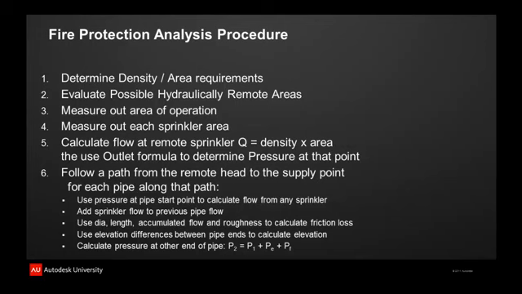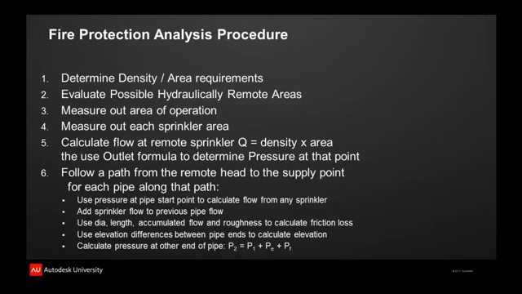Once we know the flow and we know the K factor for the sprinkler, we would be able to determine the pressure at that point. And we use that outlet formula, which was the first of the formulas that we discussed at the very beginning of this presentation, to figure that pressure.